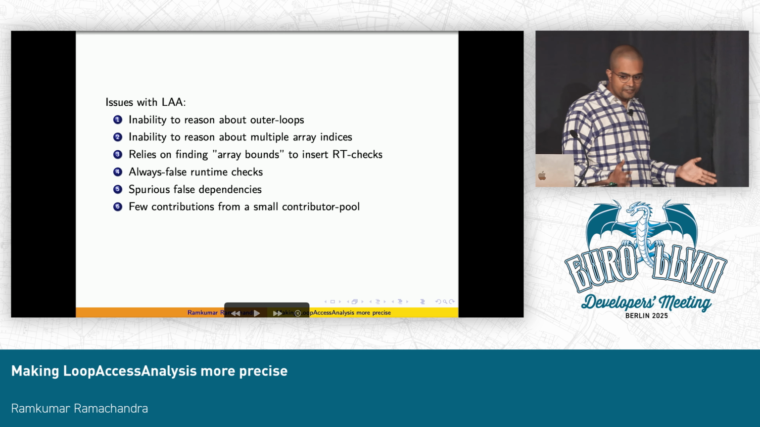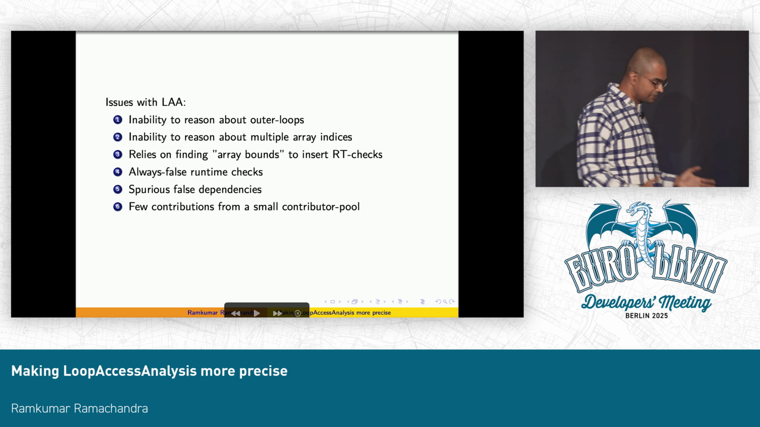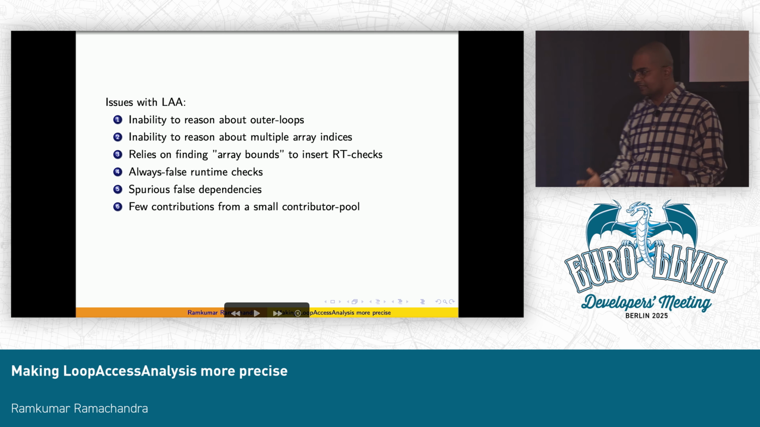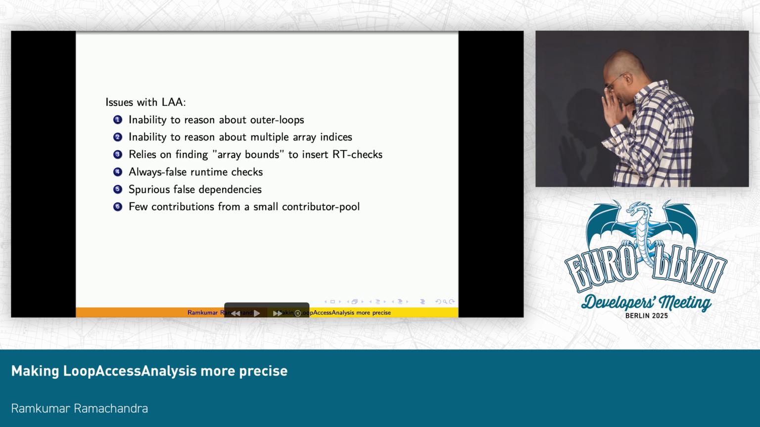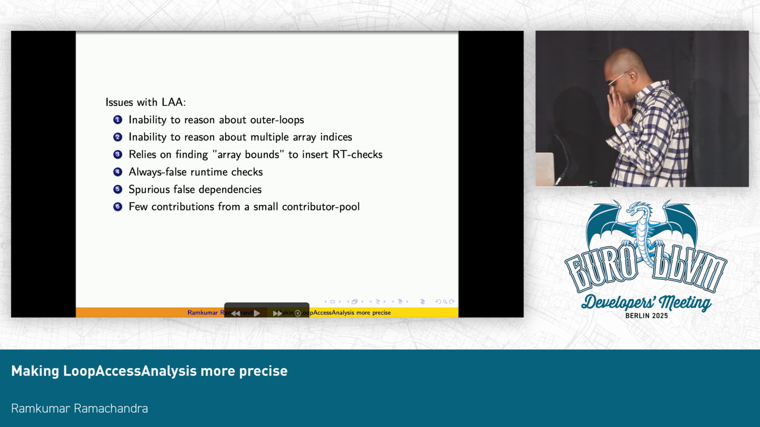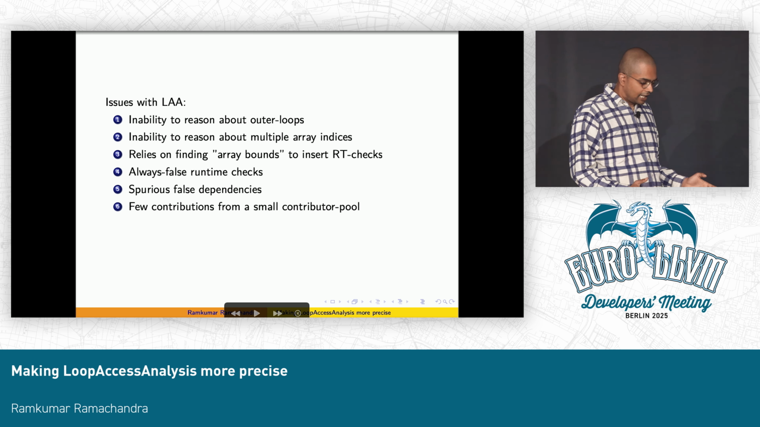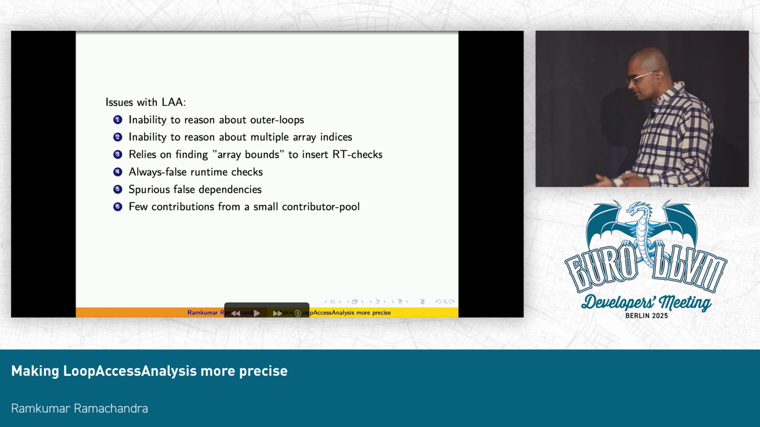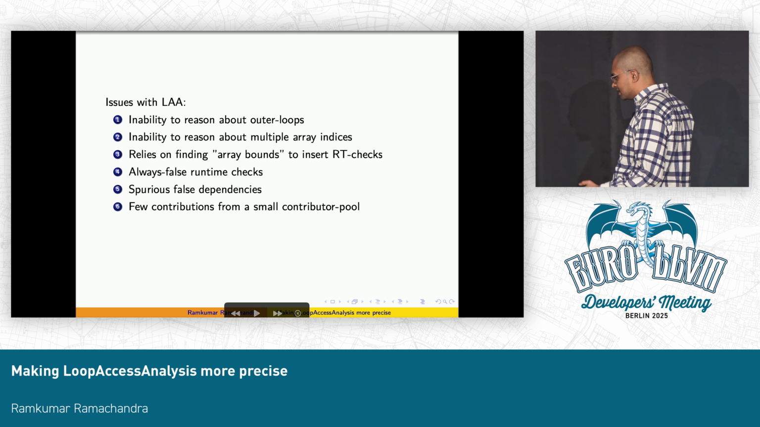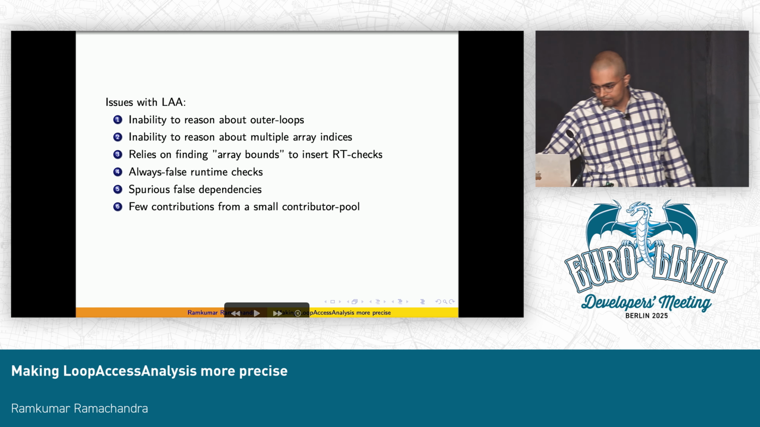But what we can improve on is the always-false runtime checks and spurious false dependencies. These are things that we can engineer and make better. We can stop it from emitting spurious runtime checks and false dependencies. And we can try to increase the number of contributors to loop access analysis. It does require more eyeballs and more contributors. It has very few at the moment.